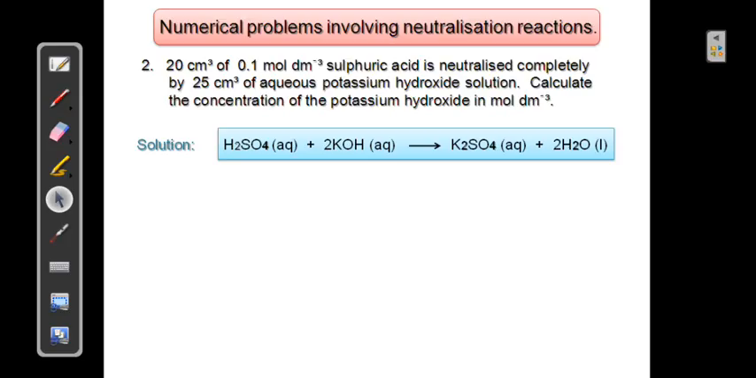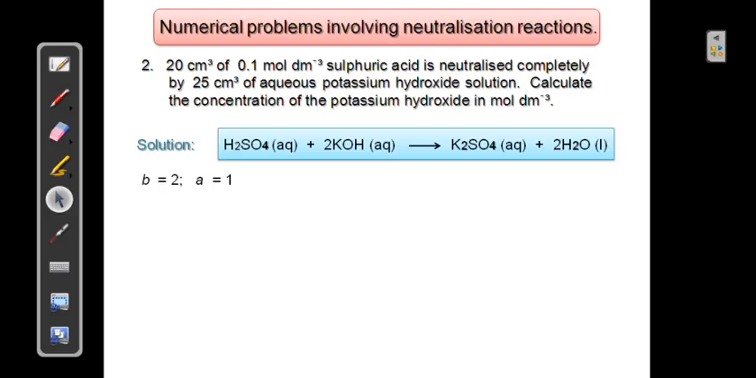Now B is equal to 2, A is equal to 1. What is B and what is A? Don't remember? B is volume of alkali, A is volume of acid.